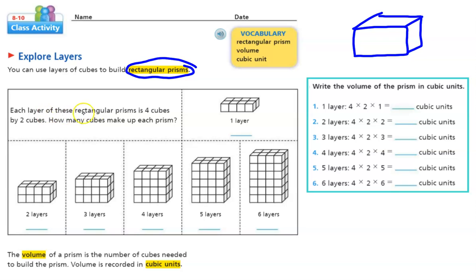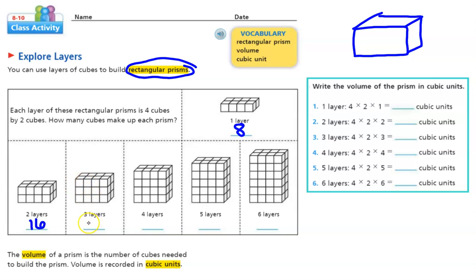So this says each layer of these rectangular prisms is 4 cubes by 2 cubes, and it asks how many cubes make up each prism. They're telling you that it's got 4 cubes across and it's 2 cubes wide. So if you were to count that, that would be 4 plus 4, which would be 8 cubes in this first layer. Okay. Well, what if they stacked another one that looked exactly like this right on top of it? Well, we would have another group of 8, which would then turn this to 16 altogether.